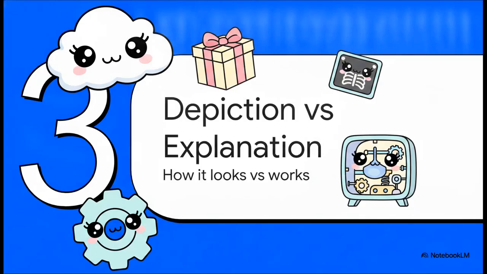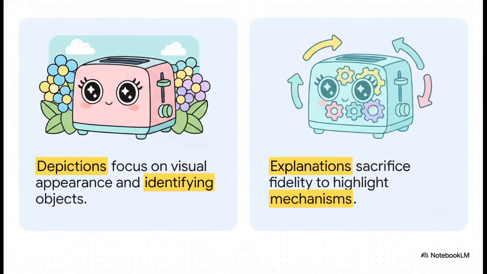Okay, Section 3, Depiction versus Explanation, drawing how it looks versus how it works. This stark contrast actually creates a massive aha moment. We naturally know to drop all that useless background fluff and add explicit action arrows when we want to explain how a machine actually functions. A simple depiction focuses on identifying the object and keeping its beautiful visual appearance. But an explanation sacrifices that visual fidelity to highlight the causal parts and the underlying mechanism.